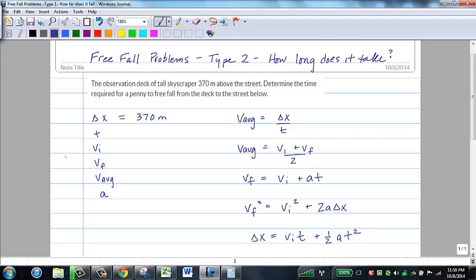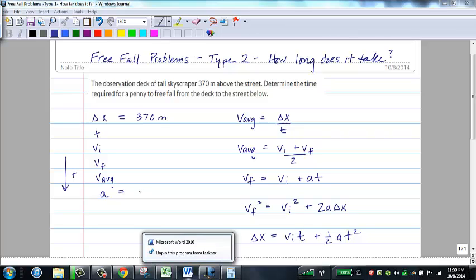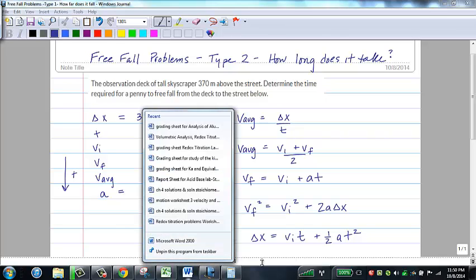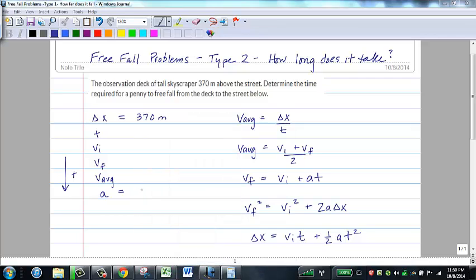We are taking down to be our positive direction, so the displacement is positive, and the acceleration will be positive. The object is speeding up as it falls downward at 9.81 meters per second squared. So that's going to be the acceleration in all of the free fall problems, even though it's not mentioned in the problem itself. We're assuming that the penny was dropped.